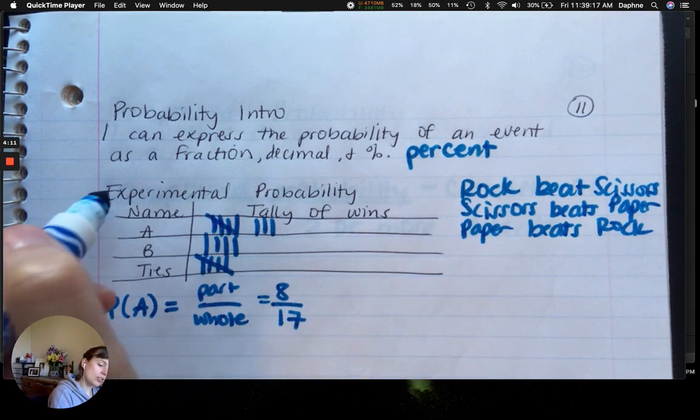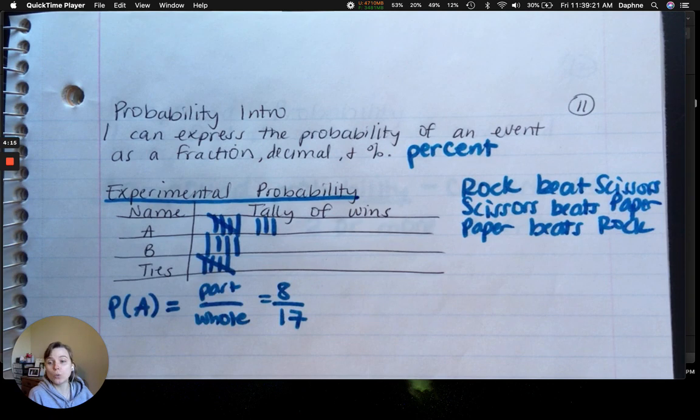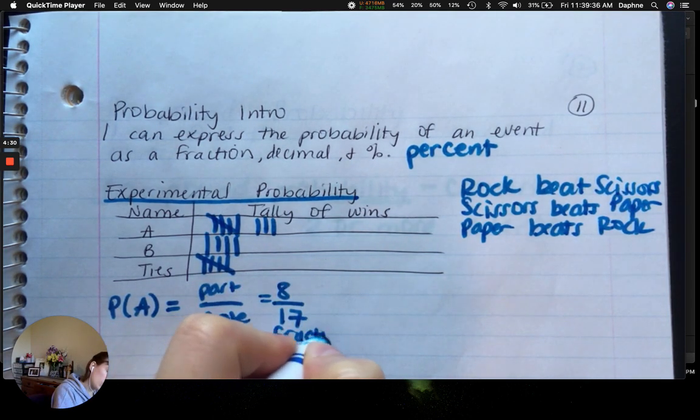Notice this is under the category experimental probability. We are doing an experiment. We ran the experiment 17 times, 8 times A won. So we're actually doing it and coming out with some results or some data. So this is the fraction. So we're going to label this as fraction.